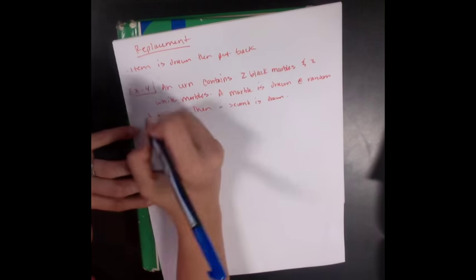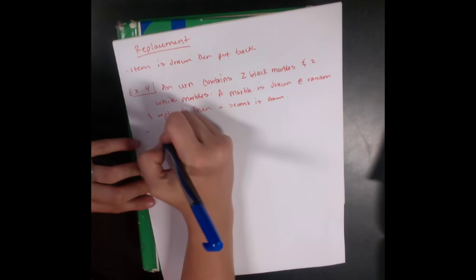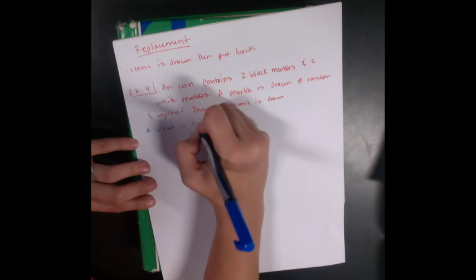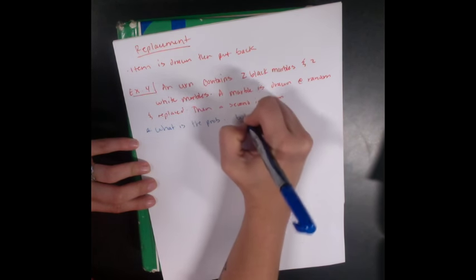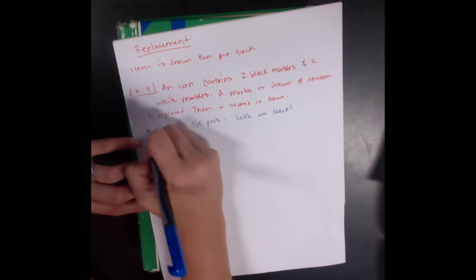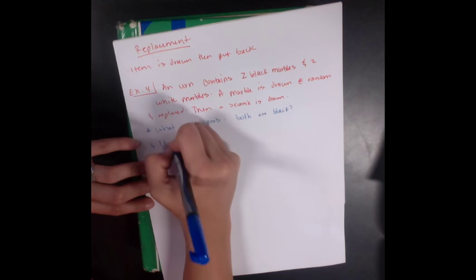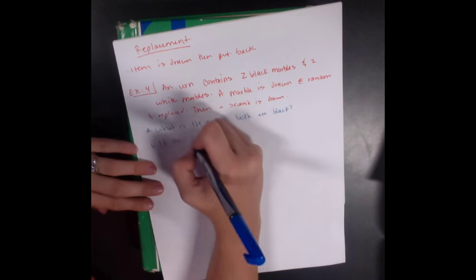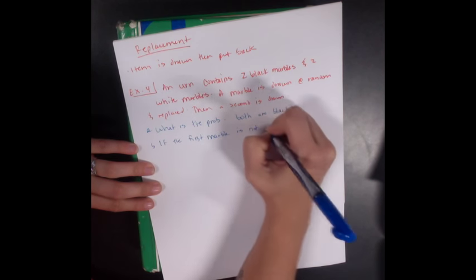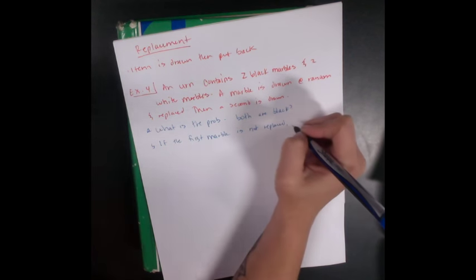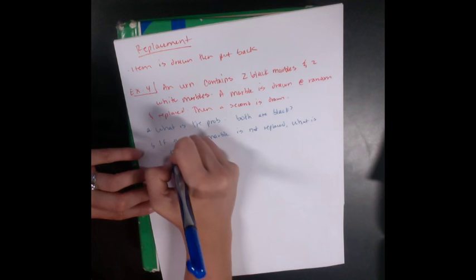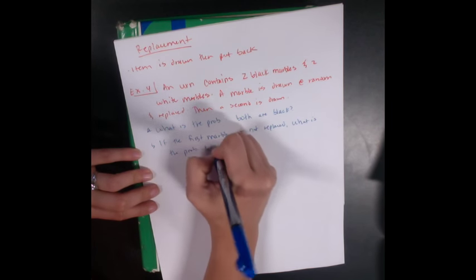Okay, so the question, we have 2 questions. Let's call this A, what is the probability both are black? And B, if the first marble is not replaced, what is the probability both are black?